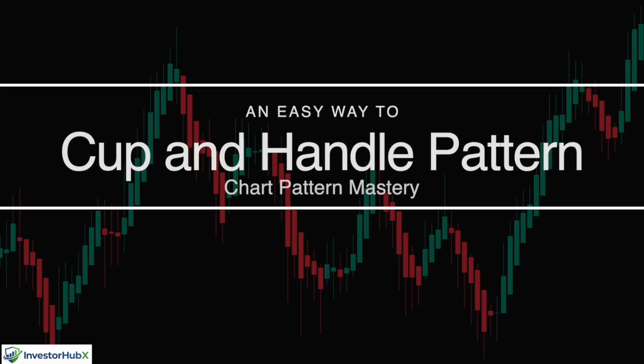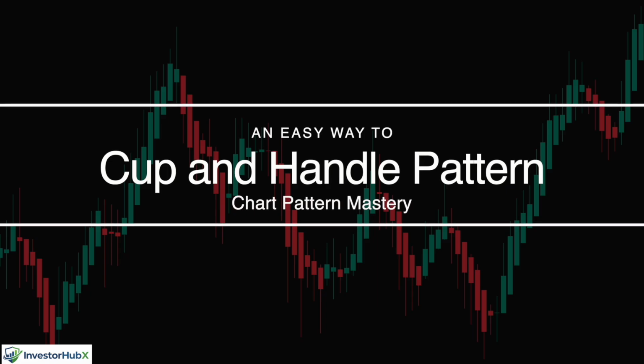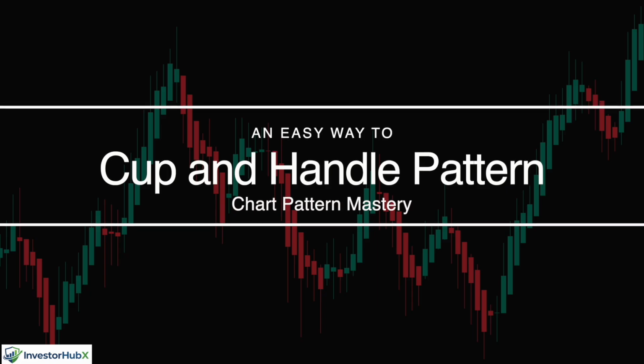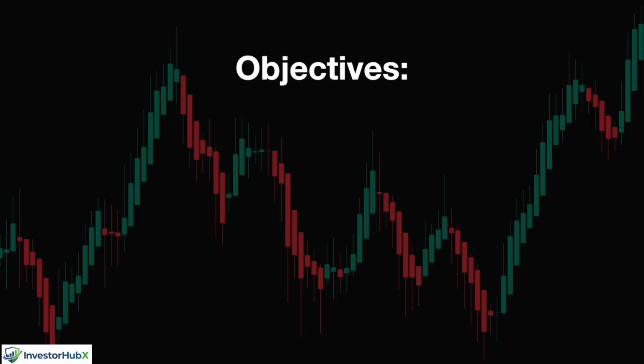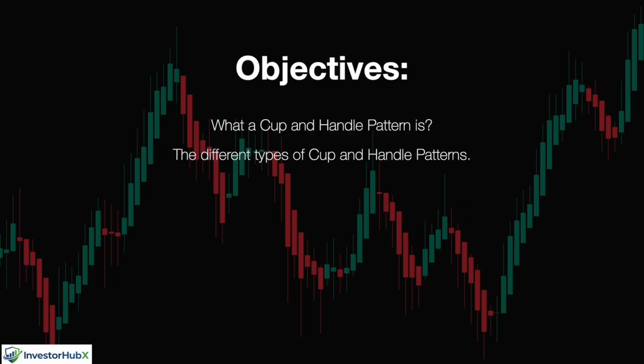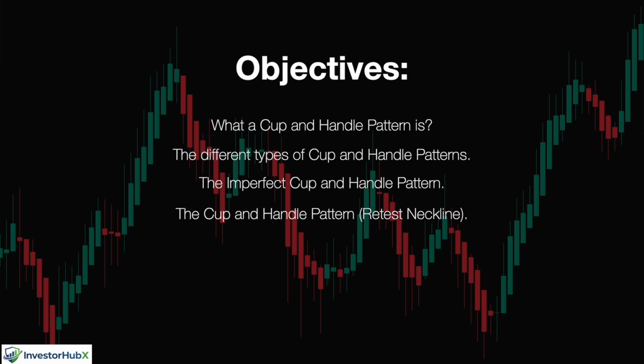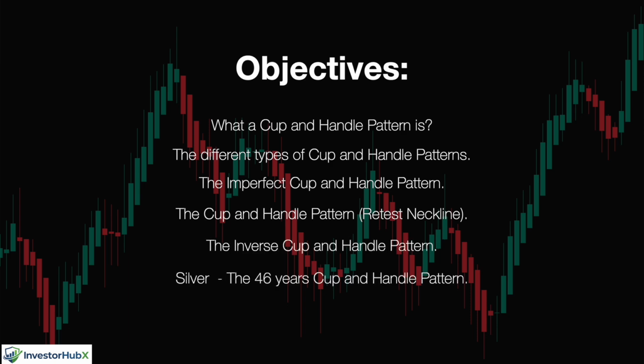Today we are going to look at one of the most famous bullish chart patterns in technical analysis, the cup and handle pattern. This pattern often appears when an asset is preparing for a breakout after a period of recovery and consolidation. In this lesson, we will explore what the cup and handle pattern is, the different types of cup and handle patterns, the imperfect cup and handle pattern, the retest of neckline entry, the inverse cup and handle pattern, and the breakout of the multi-decades cup and handle pattern in silver. Let's begin.